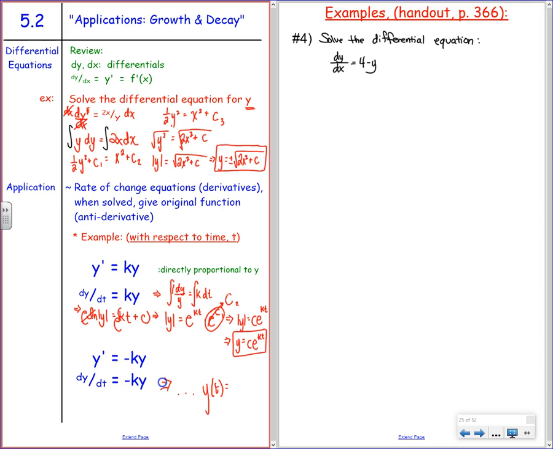You don't have to put y by itself. It would be c e to the negative kt. Now technically, if you just see k as a constant, k could be positive or negative, so it's a little redundant to put the positive or negative, but it's just showing you that when you have growth, k is going to be a positive number, and when you have decay, k is going to be a negative number.